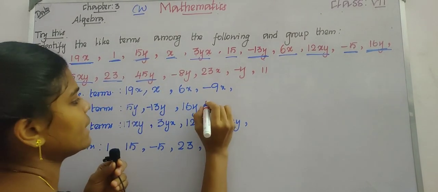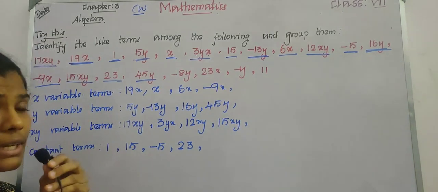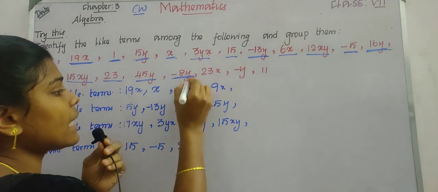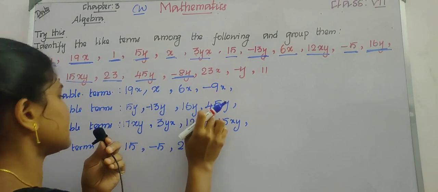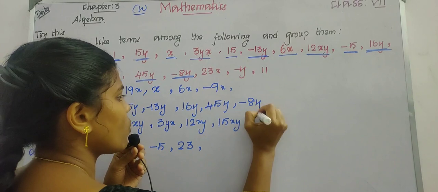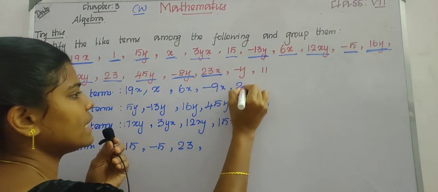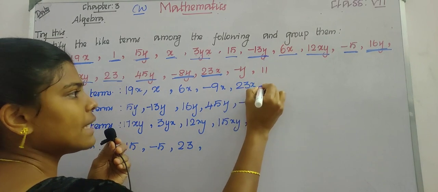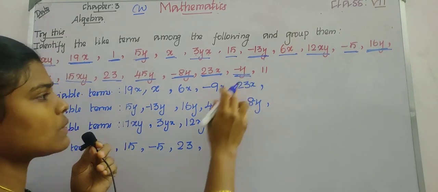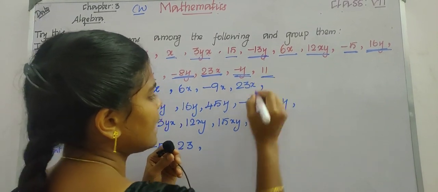So now write in y variable term 45y. Is it clear, children? And then minus 8y, so it is a y variable term. And then 23x, it is an x variable. And then minus y, it is a y variable. And then 11 is a constant.